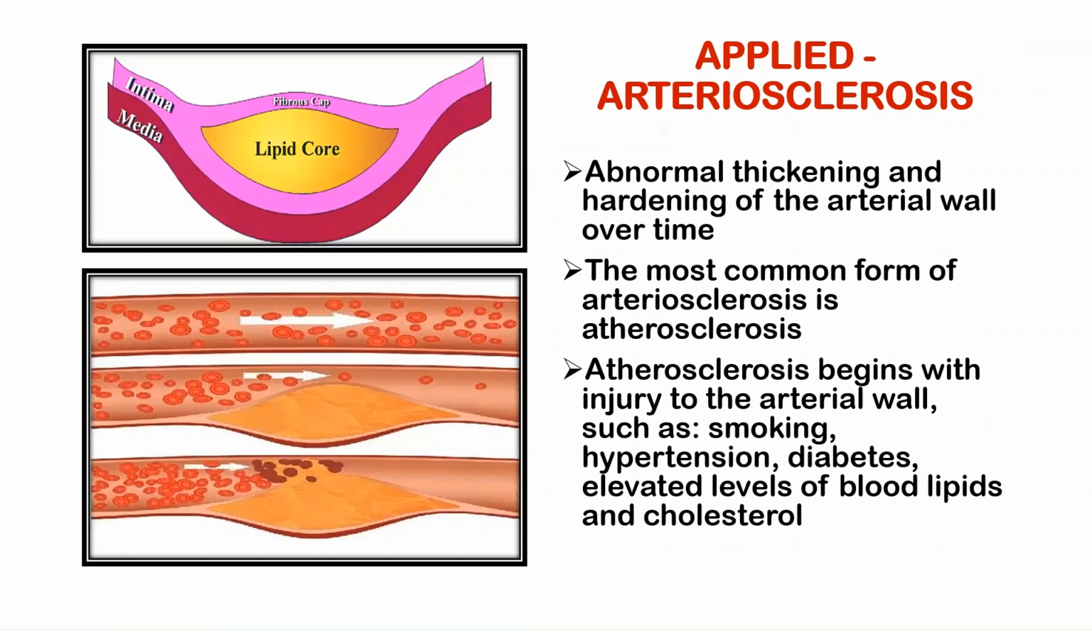Arteriosclerosis is abnormal thickening and hardening of the arterial wall. Sclerosis meaning hardening. Now, the most common form of arteriosclerosis is atherosclerosis. Atherosclerosis begins with injury to the arterial wall because of smoking, hypertension, diabetes, and altered lipid metabolism.